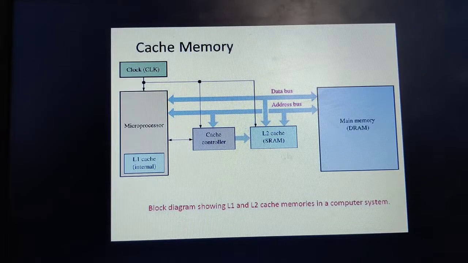L2 cache memory is located outside the CPU as a separate chip, with a high-speed system bus interconnecting the cache and the CPU. This cache memory makes use of the high-speed system bus to transfer the data between the cache memory and the CPU, and usually the size of this cache memory will be 6 MB, isn't it?